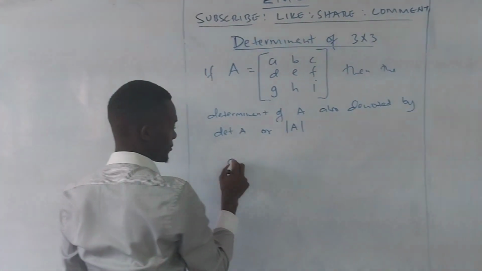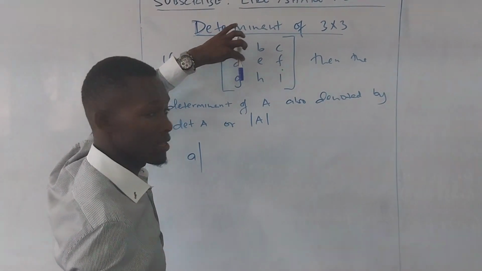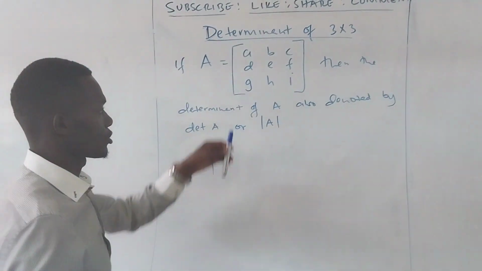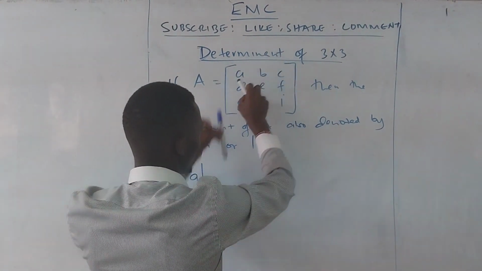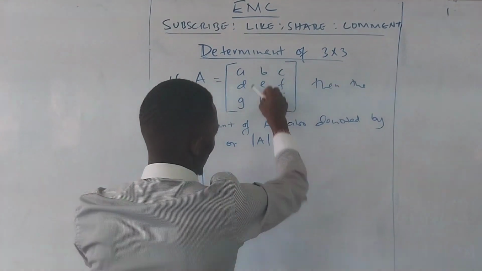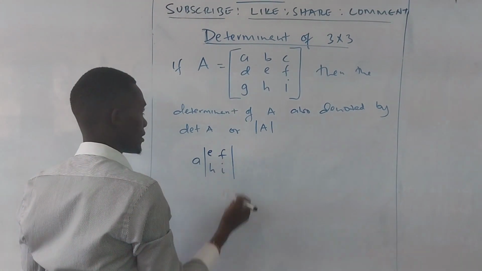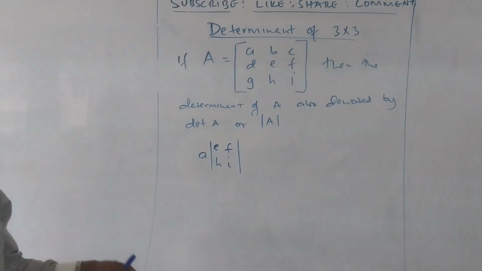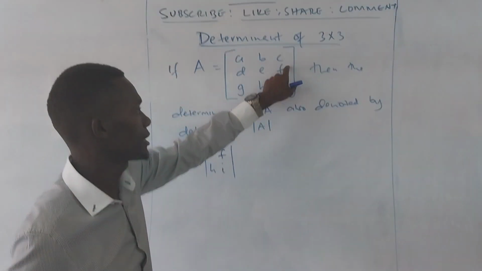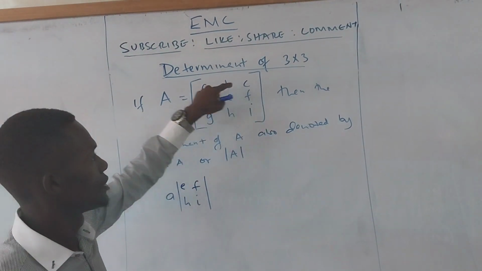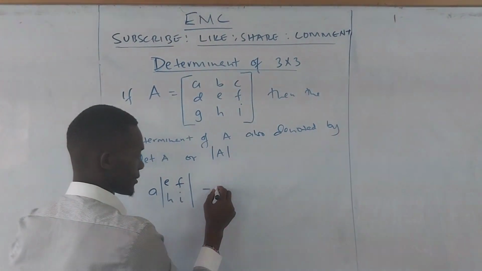taking the first element, then you close the row and the column on which that element appears. So we close this and we close this, then we check the determinant of the remaining elements. Because a is here, close this and close this, then you take these elements here. So we have e, f, h, i. Then using the cofactor signs, you know the sign that appears after the first one: plus, minus, plus, minus, plus, minus, plus, minus, plus. So the second element here is negated. It is a negative. So it is minus b.